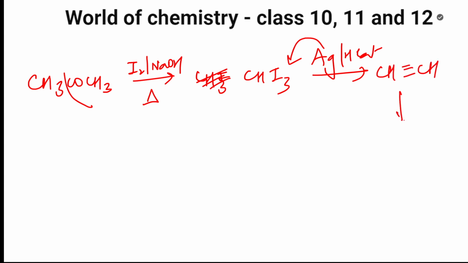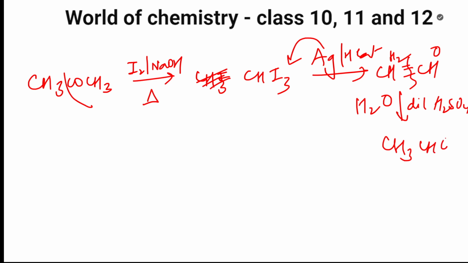Done. After alkynes, what am I trying to use? Dilute sulfuric acid. Now dilute sulfuric acid is what? Hydration. This hydration reaction, as I said, this bond breaks. Your 2 hydrogens here, oxygen here, you will get acetaldehyde. Question number 2 also is done. Question 2 done. Easy. Let's see question 3 now.